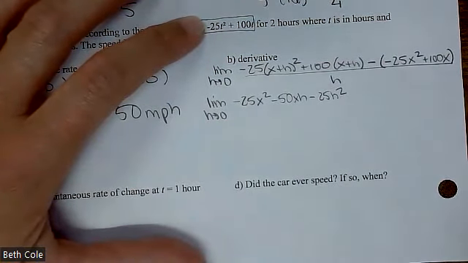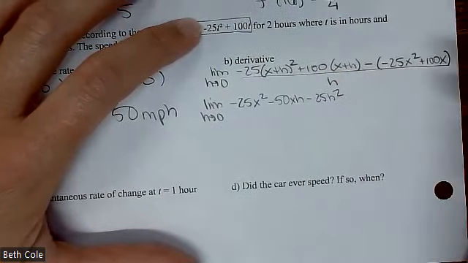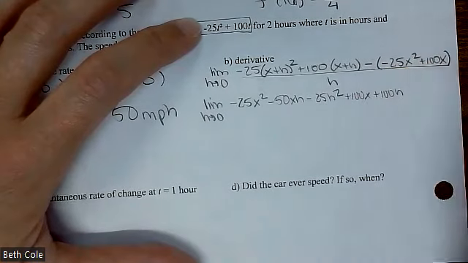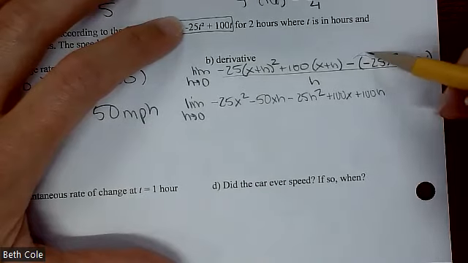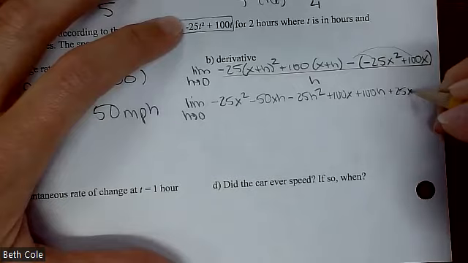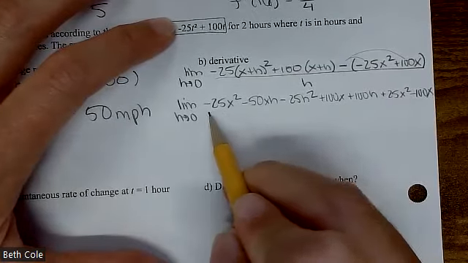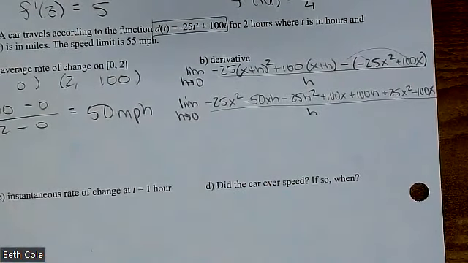The rest of this is going to be like we're home free. Distribute the 100 into here. So it's going to be plus 100x plus 100h. And then distribute the negative into here. It'll be plus 25x squared minus 100x. Oh my gosh, I made it fit. Over h. You're like regretting all of life's choices.